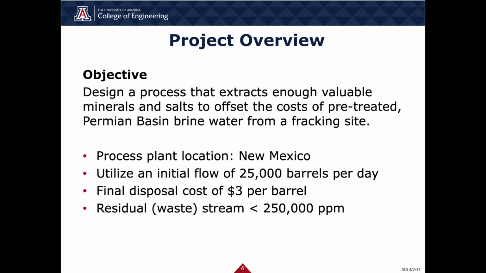These include the location of the process plant being in New Mexico. The initial flow of brine water is 25,000 barrels per day to be managed, a final disposal cost of $3 per barrel compared to the industry average of $5 per barrel, and lastly, the residual or waste stream is less than 250,000 parts per million of concentrate.